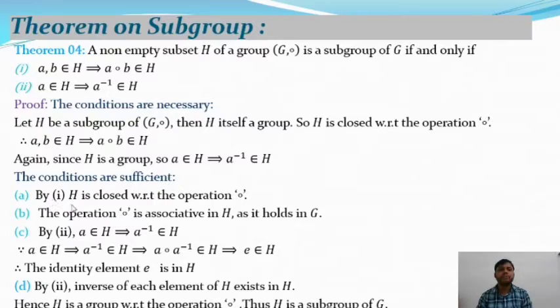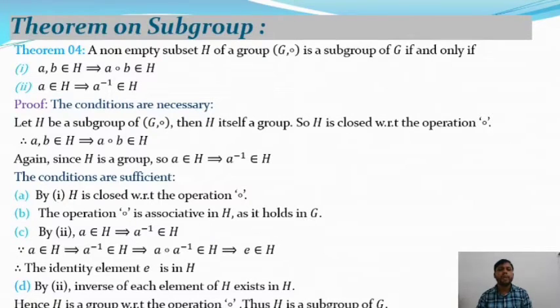So by 1, H is closed with respect to the operation composition. That means a, b belongs to H implies a composition b belongs to H. And the operation composition is associative in H as it holds in G. You know that G is a group and composition is the operation and it is associative, so it is associative as well in H.